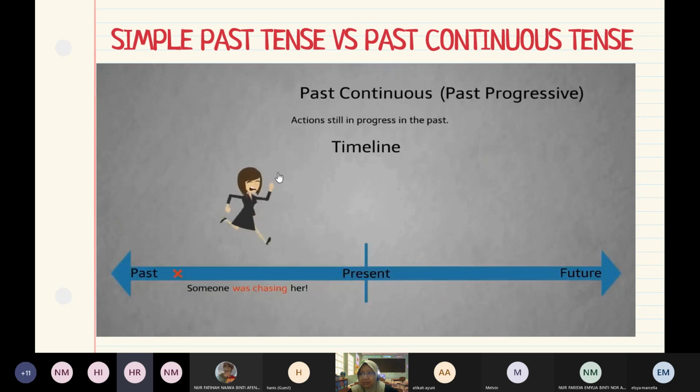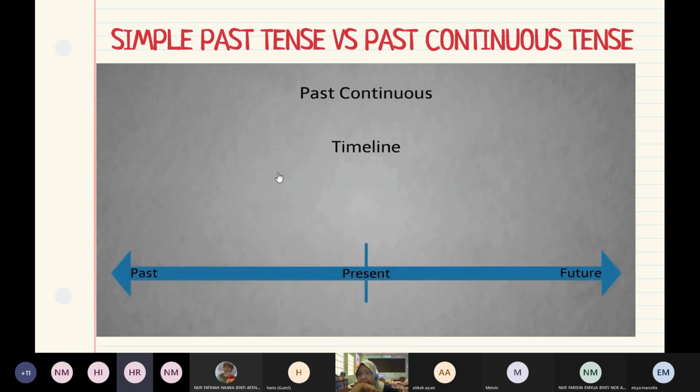Someone started chasing her sometime in the past, but we don't know when. And that person stopped chasing her sometime in the past. Again, we don't know when. But we are talking about the whole period from start to finish.